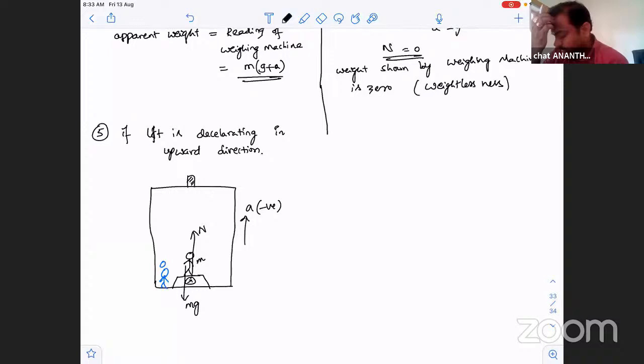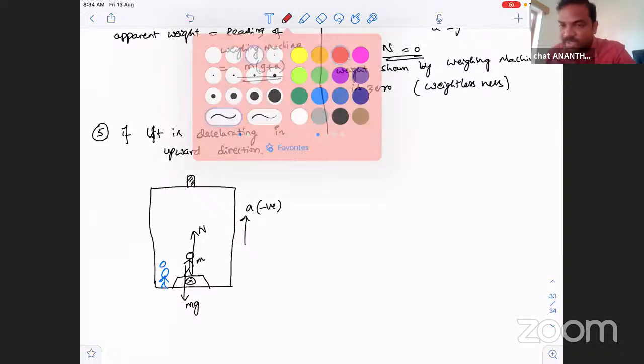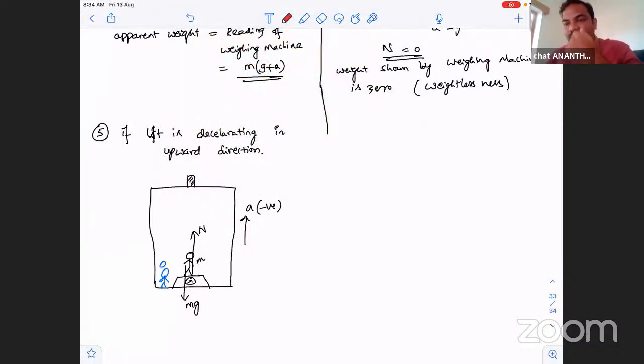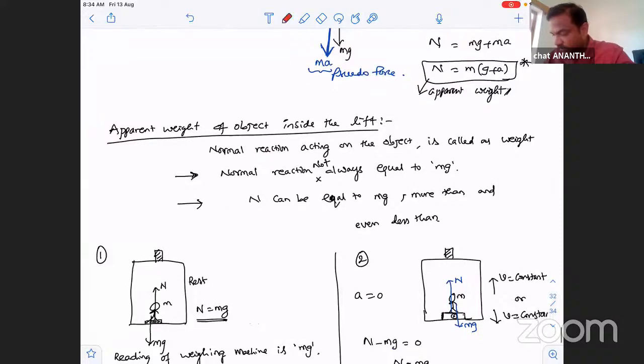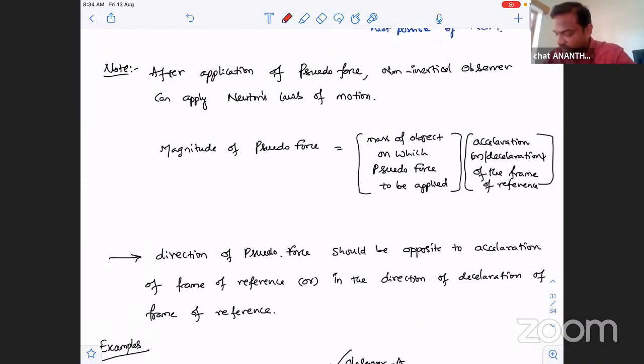Now, is the observer an inertial observer or a non-inertial observer? The observer is non-inertial, not inertial. Then he has to apply the pseudo force. What is the direction of the pseudo force? It is opposite to acceleration, or in the direction of deceleration. All of you revised yesterday's part, where I wrote the direction of the pseudo force: opposite to the acceleration of the frame of reference, or in the direction of deceleration of the frame of reference.